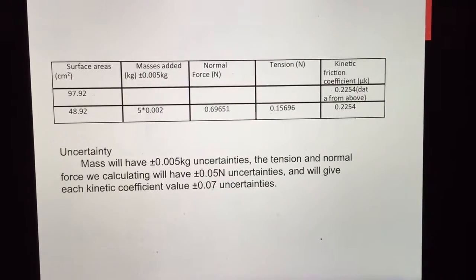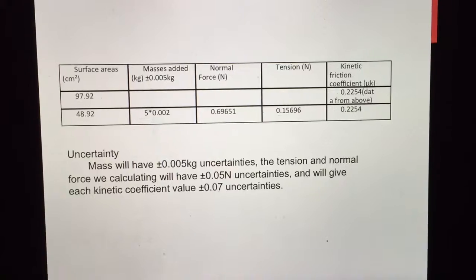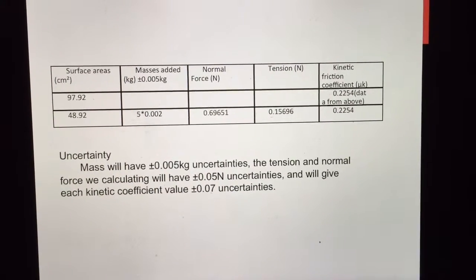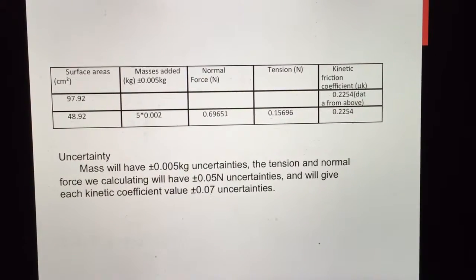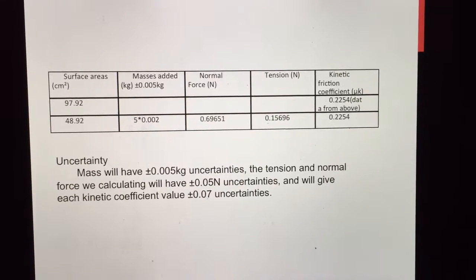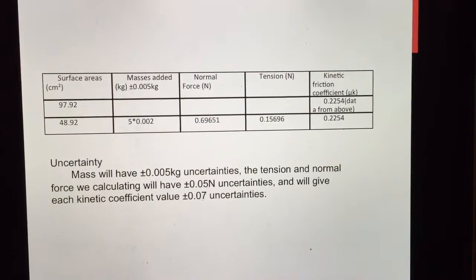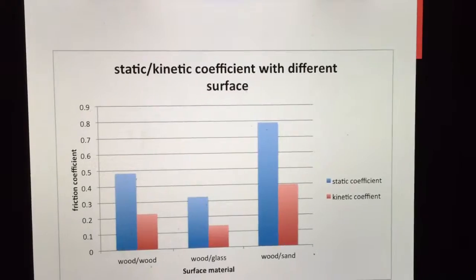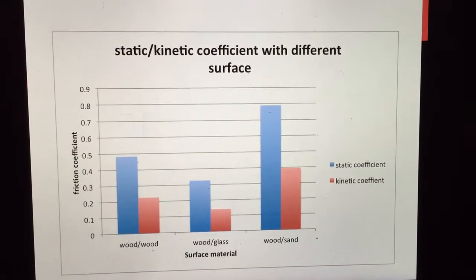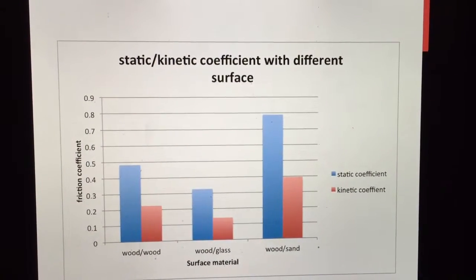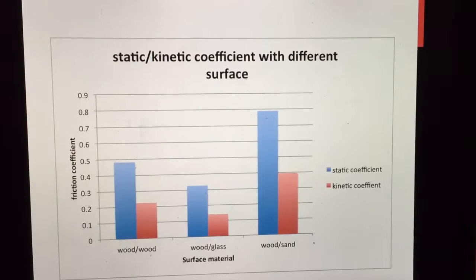And for the surface areas, with half the surface area in contact, it also needs 5 masses to make the block barely move. So the final coefficient didn't change. And overall, the kinetic coefficient is lower than the static coefficient.